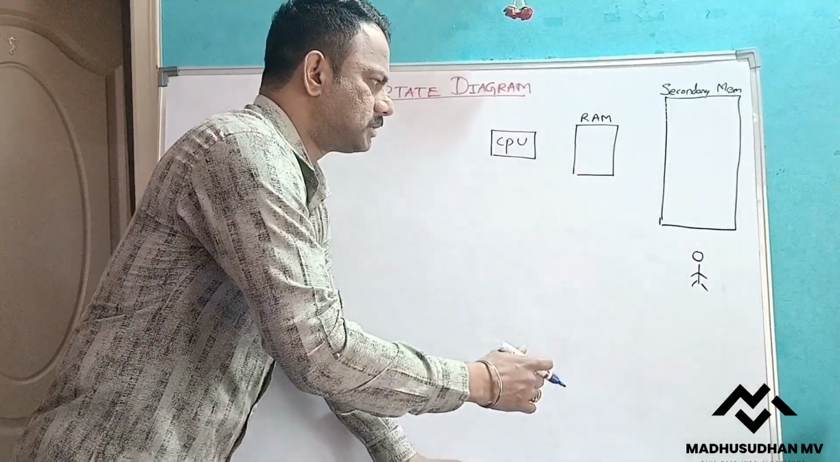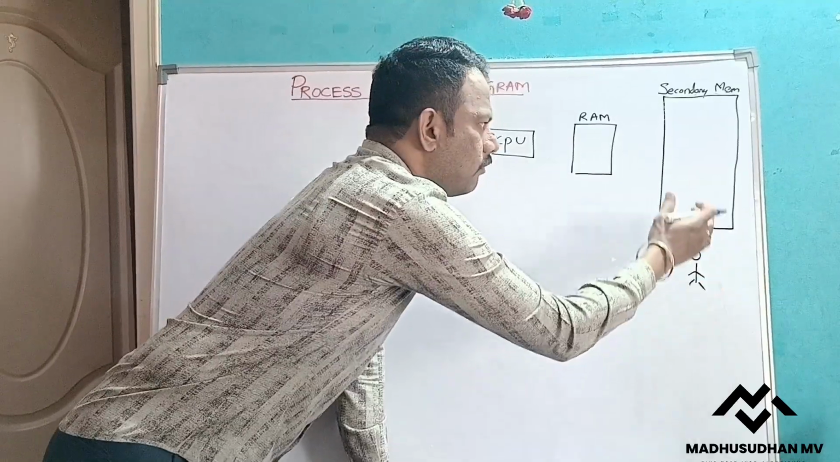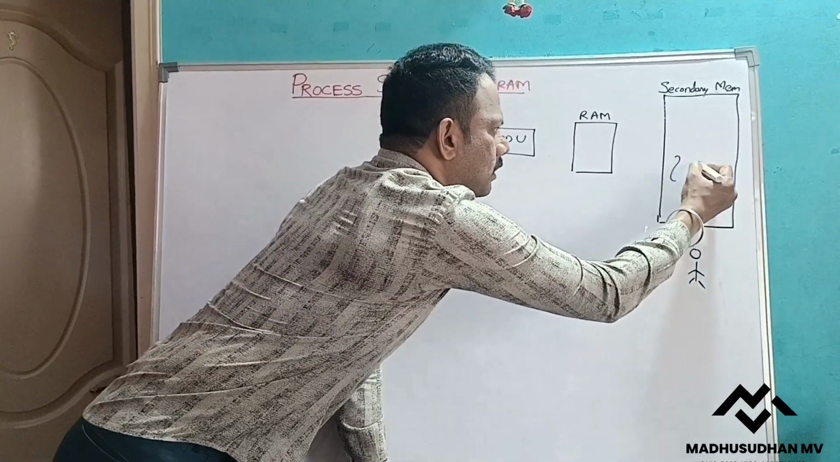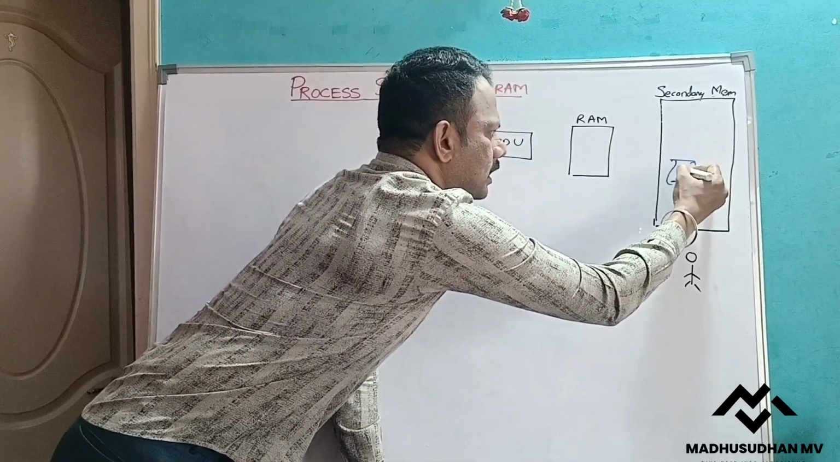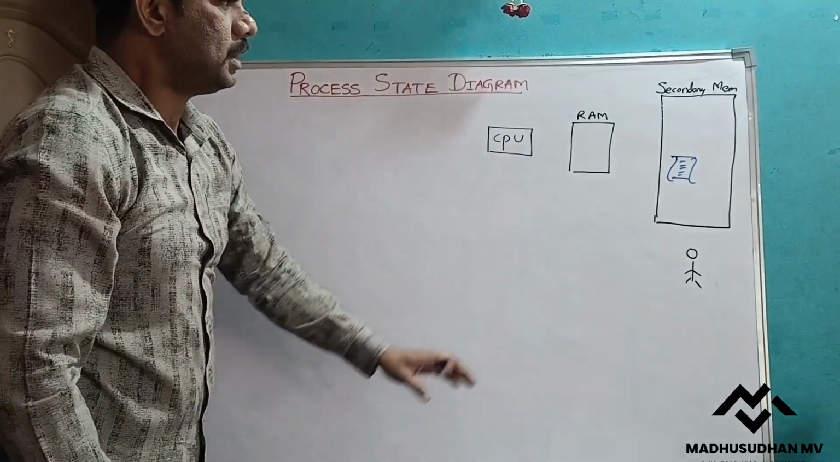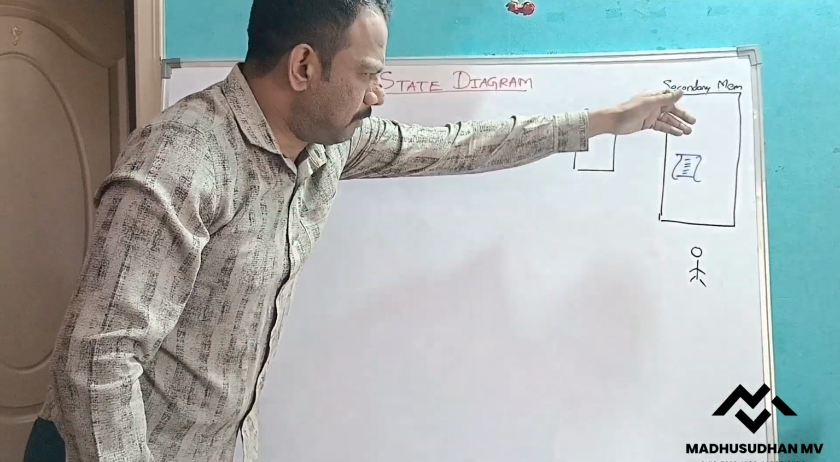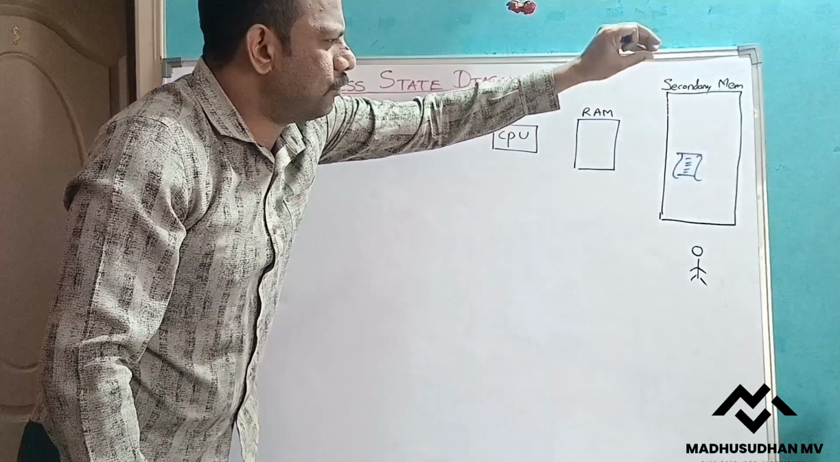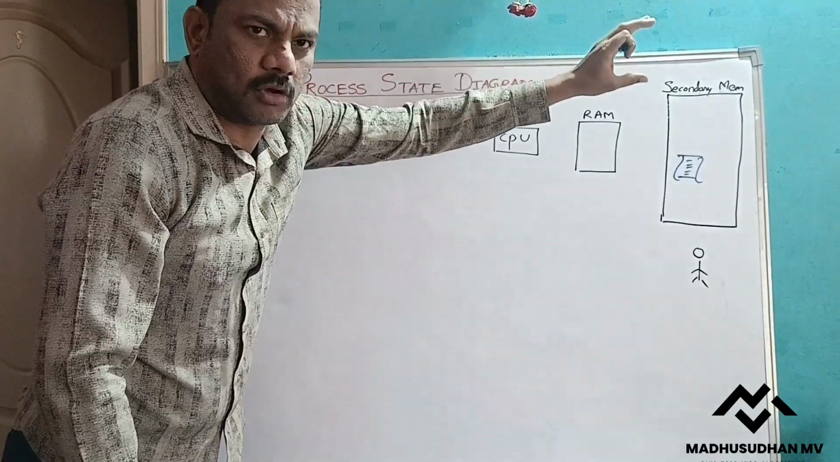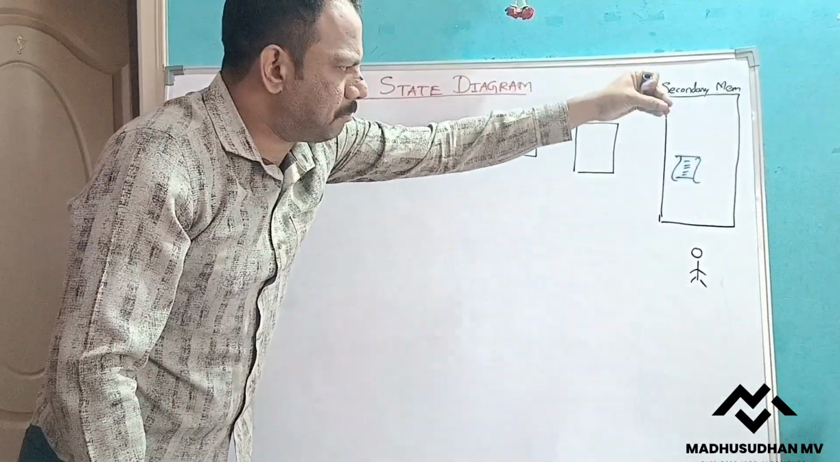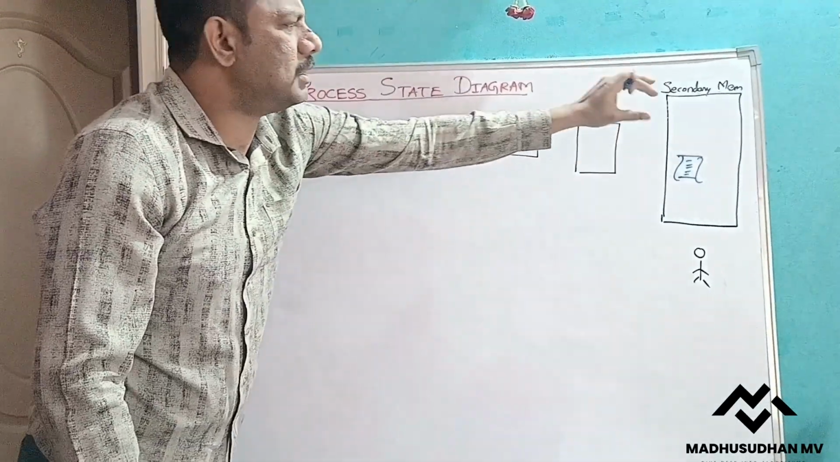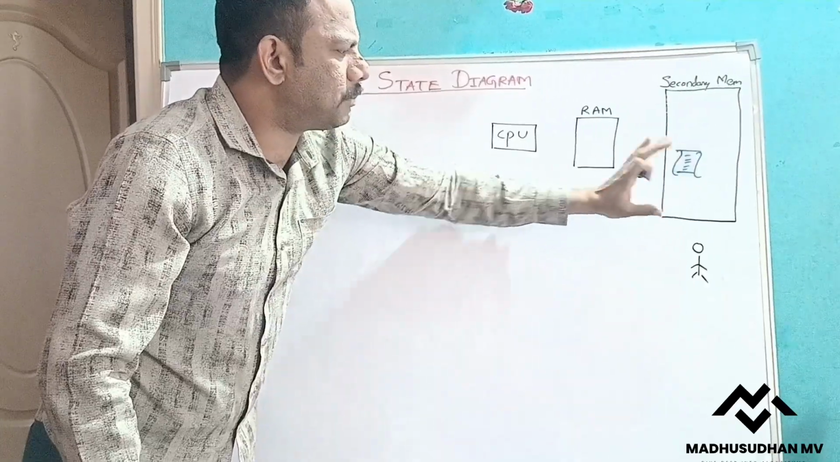I told you many times, we users always store everything in our secondary memory, that is the hard disk. We are storing that program. Assume I have stored some file. It may be some game, some movie, some song, some file, some PDFs, whatever it may be. We'll call this one a program, stored in the secondary memory.